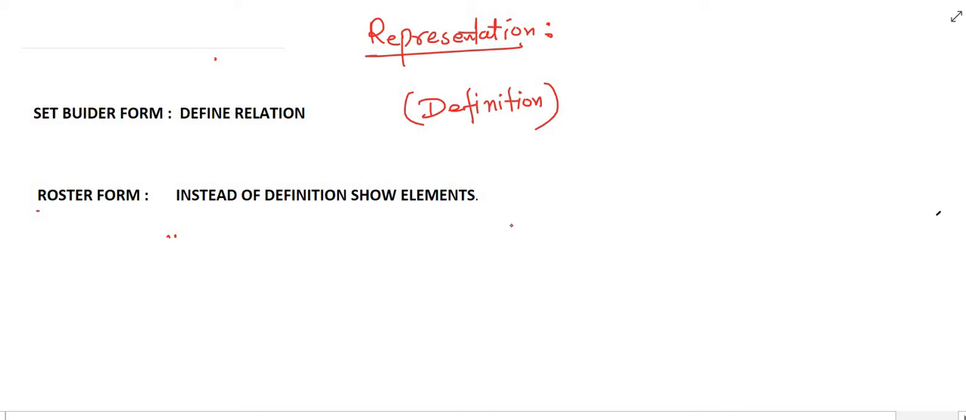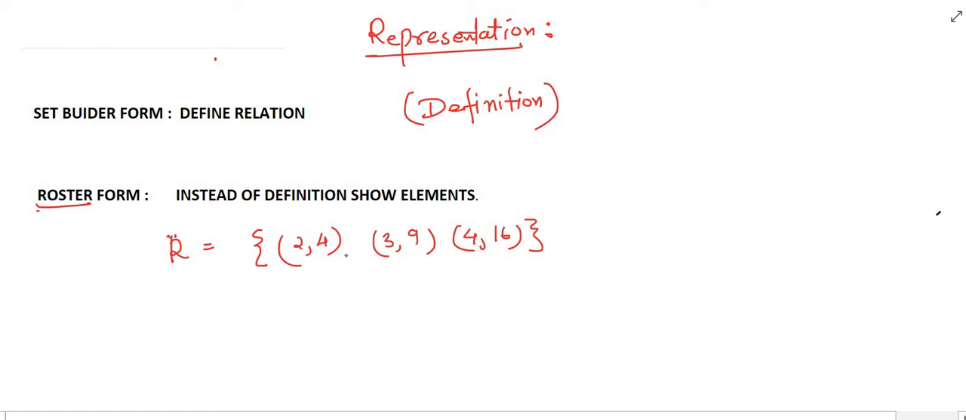Okay, for example, I provide you a relation. Say the relation is this: (2, 4), (3, 9) and (4, 16). Suppose this is the relation. So this is called roster form. Roster form means I am providing the actual numbers. You don't have to apply your brain. You can just look at the numbers and tell these are the elements available in the relationship.